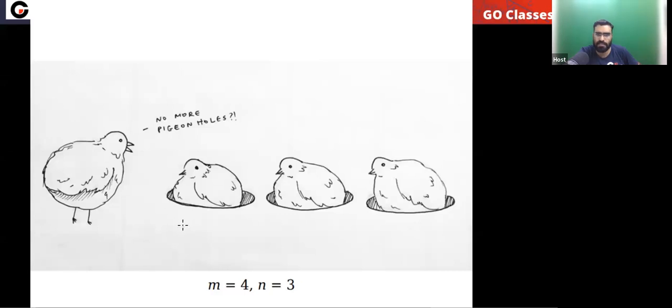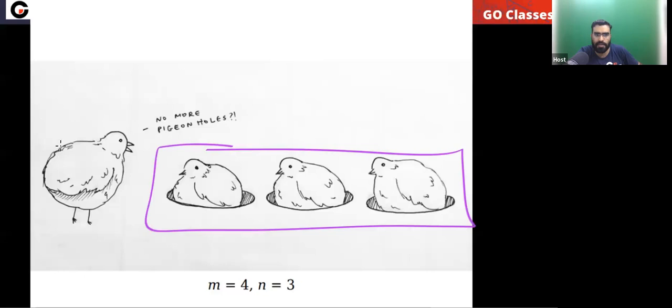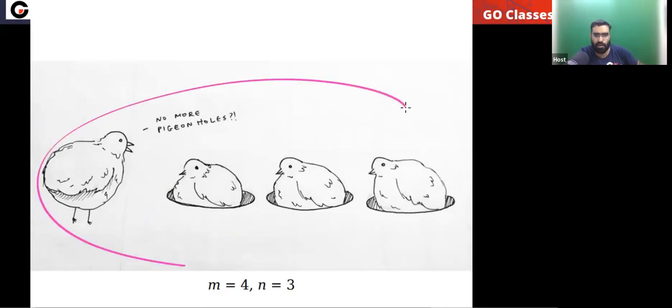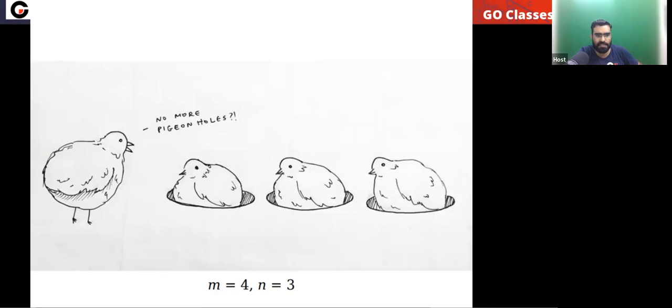So you can see, in the worst case, this is what can happen. But where will this 4th pigeon go? The number of pigeons is more than the pigeonholes. So in the worst case, 3 pigeons I can put in different holes. But where will the 4th pigeon go? So it's a simple point. Now let's see, these are the pigeonholes.